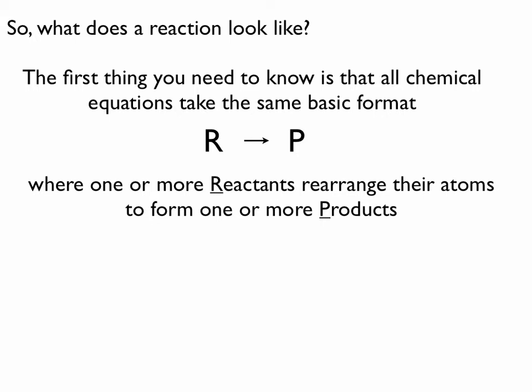So what does a reaction look like when you mix chemicals together? Well, the first thing you need to know is that all chemical equations take the same basic format. Capital R stands for reactants, capital P stands for products. The reactants are the things that you mix together, and the products are what forms when the chemical entities rearrange themselves. That's what happens in a chemical reaction: the reactants rearrange their atoms to form one or more different chemical compounds called products.